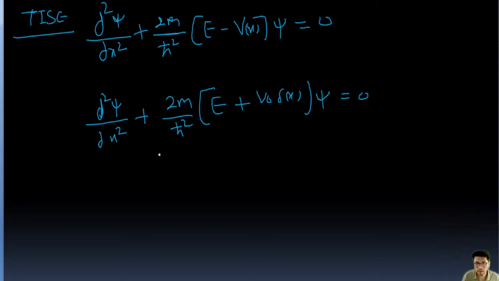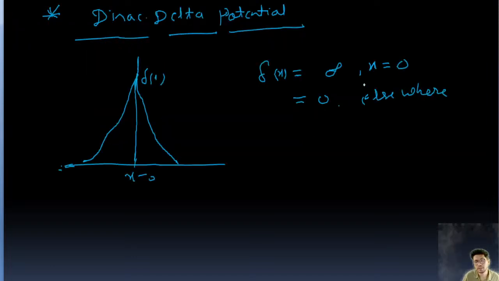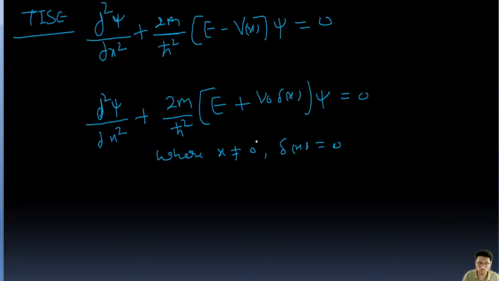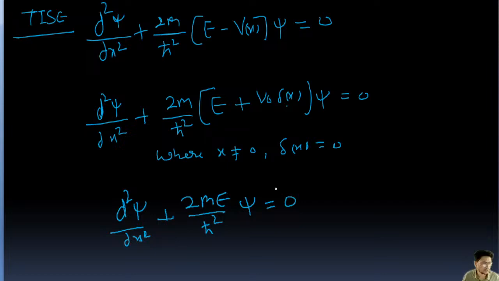So for x not equal to 0, delta x is going to be 0, right? From this definition, if x is not equal to 0, then elsewhere delta x is 0. It means for x not equal to 0, this equation reduces to d square psi upon dx square plus 2mE upon h cut square psi equal to 0.